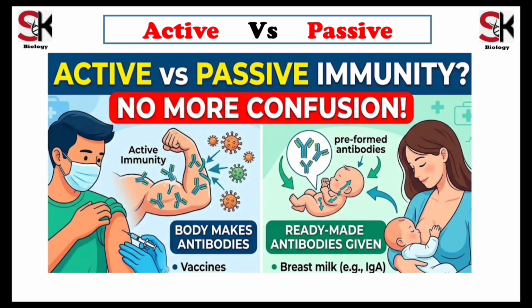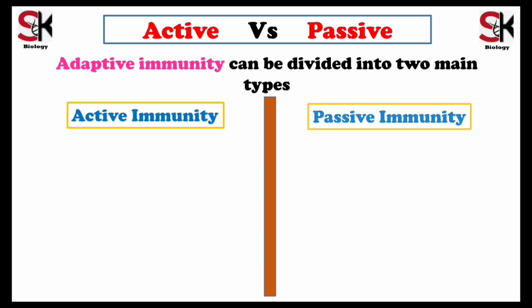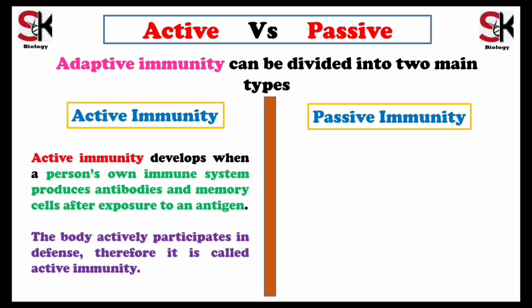In this video, I am going to discuss active immunity and passive immunity. Both are types of adaptive immunity, but they work in completely different manner. Active immunity develops when our own immune system produces antibodies and memory cells after exposure to an antigen. Since the body actively participates in defense, it is called active immunity.